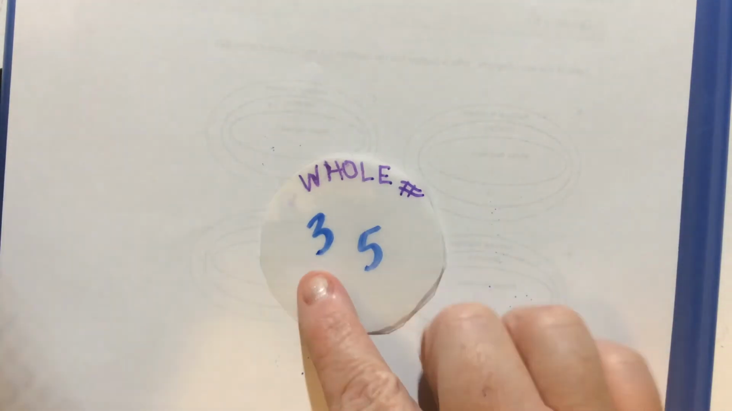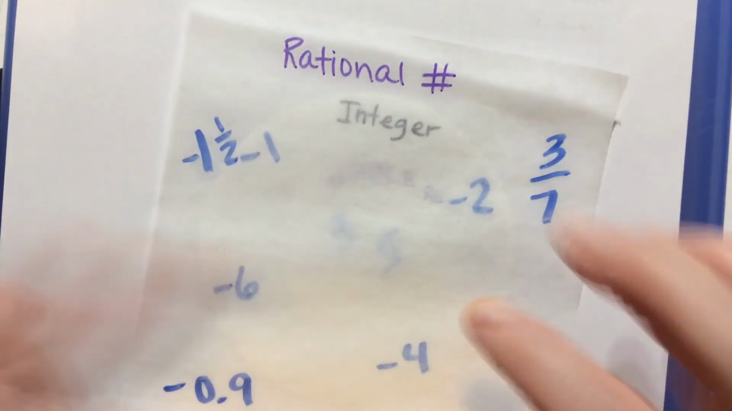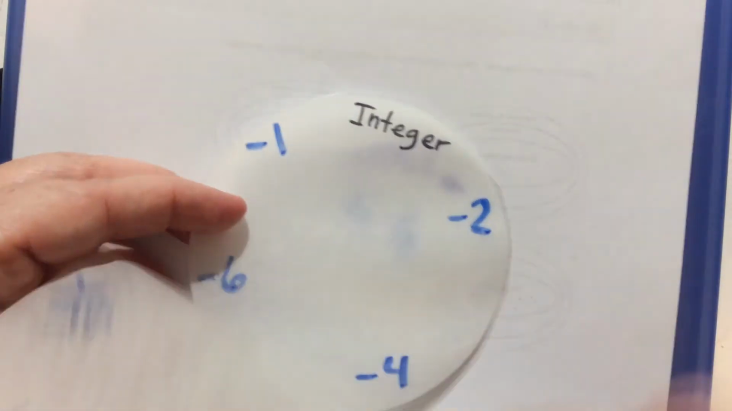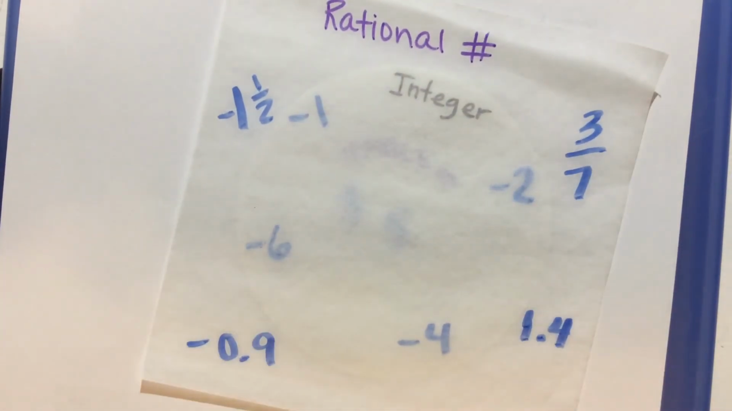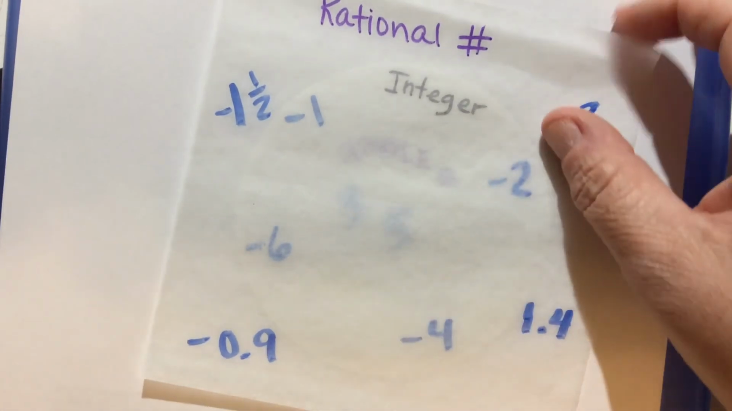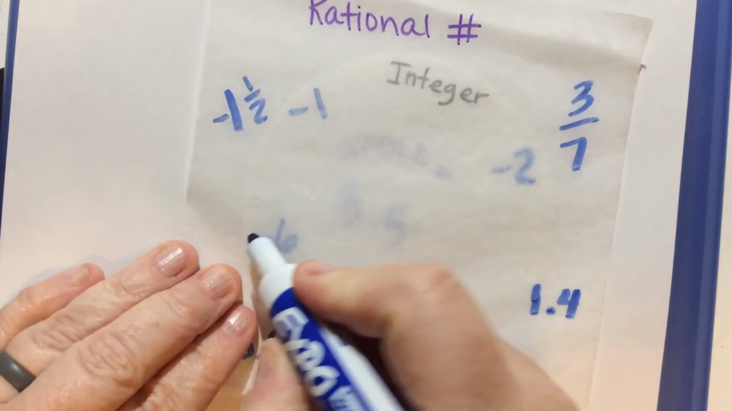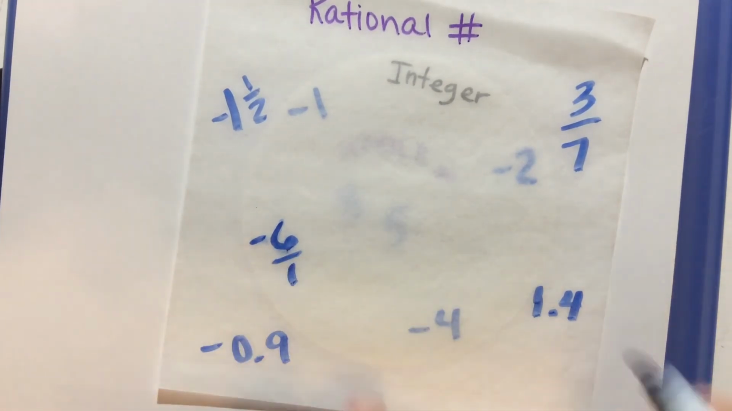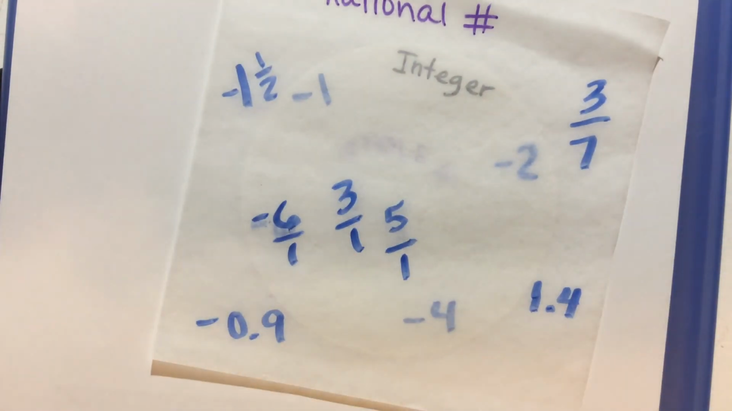So if you think about it, 3 is a whole number, and it's an integer, and it's a rational number. But -2 is not a whole number, is it? It's not inside that whole number circle. So -2 is just an integer and a rational number. The whole numbers are positive only. Integers can be positive or negative, and the rational numbers cover all of those, because all I would have to do to this -6 right here is put it over 1. Right? And this 5 right there, put it over 1. This 3, okay? All of those are rational numbers too, okay?